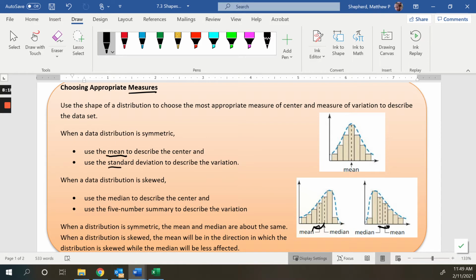Along with that, we would use the standard deviation to describe the variation. When your data is skewed, that means we're going to be using the median and the 5-number summary. The 5-number summary are those data points that we use to create a box and whisker plot. Minimum, first quartile, median, third quartile, maximum. That's your 5-number summary. And you would use those and perhaps even a box and whisker plot to describe your variation.